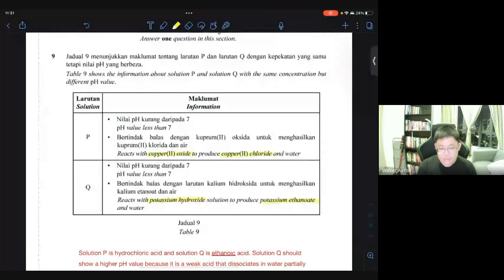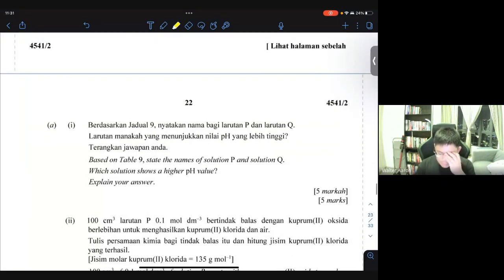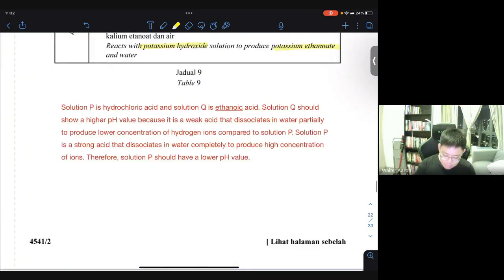So right now, both copper oxide and potassium hydroxide are bases. Okay, they are both bases, but they react differently. You can see they form different substances. So you have copper 2 chloride and potassium ethanoate. So based on table 9, state the names of P and Q and which one shows a higher pH value. Higher pH value means still less than 7, but one could be a lower value than the other. And then I ask you to explain the answer, 5 marks.